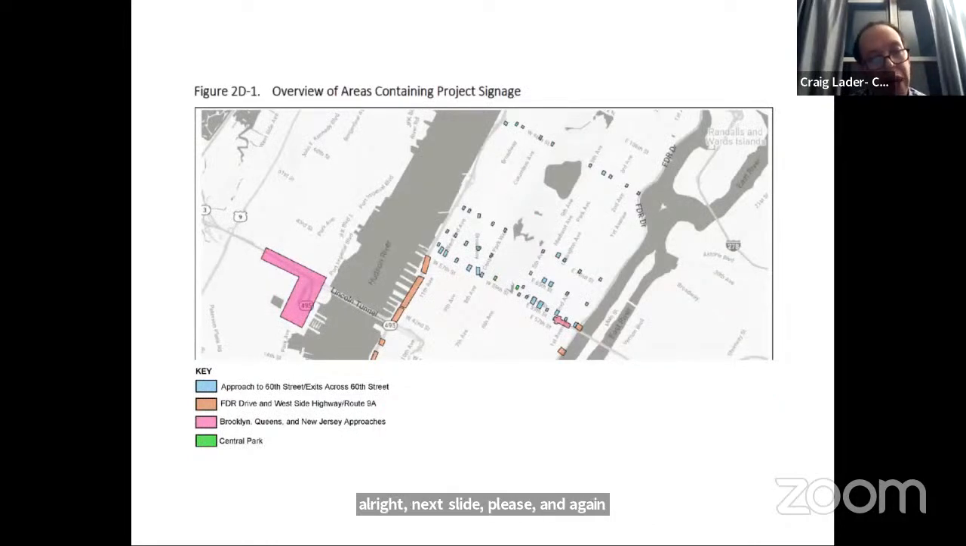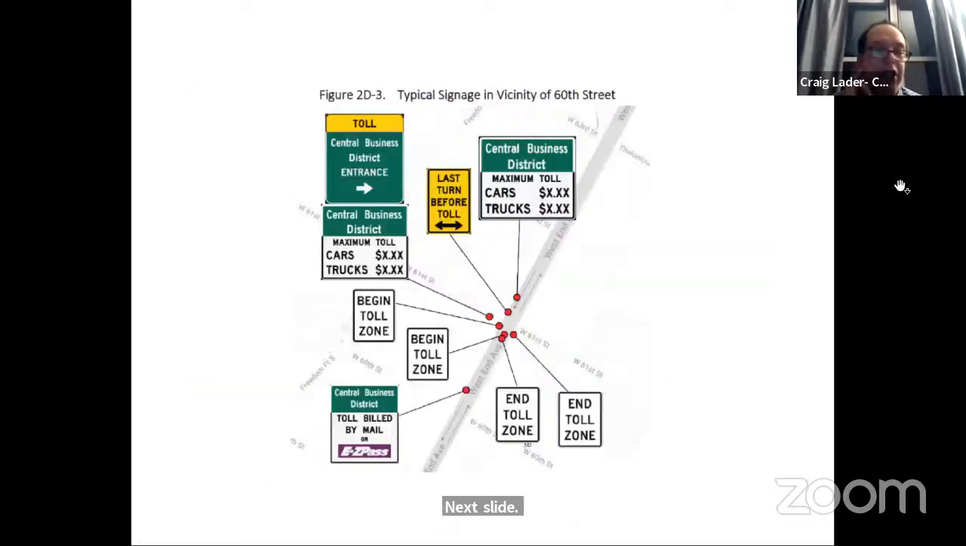And again, here's a map showing where the different signage is going to be located. Even though it's hard to see here, much of it is going to be in the 60th, 61st, 62nd Street area, some along 66 as well, and then, as they said, further up in a few locations. Next slide, please. And this is just a visual depiction of what the different signage will look like. This is an example of what will be placed in the vicinity of 60th Street.